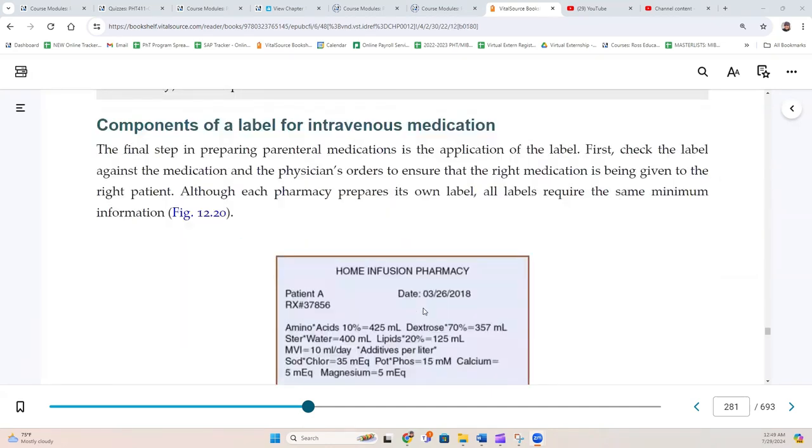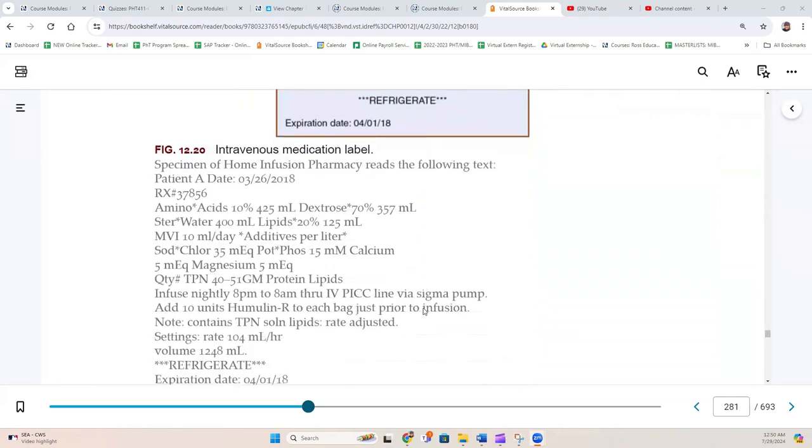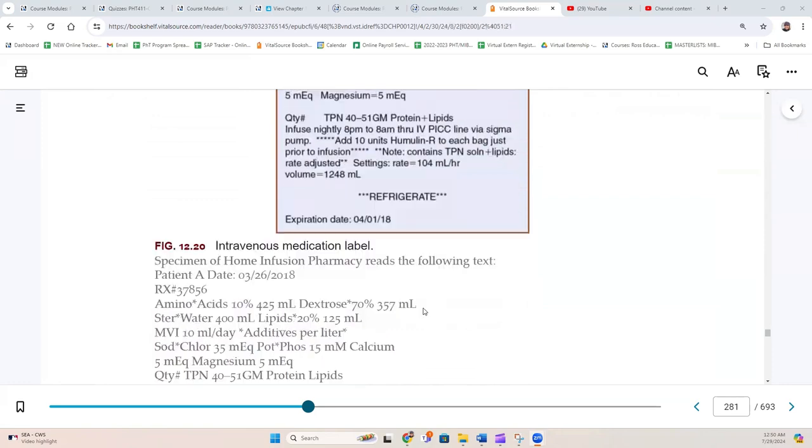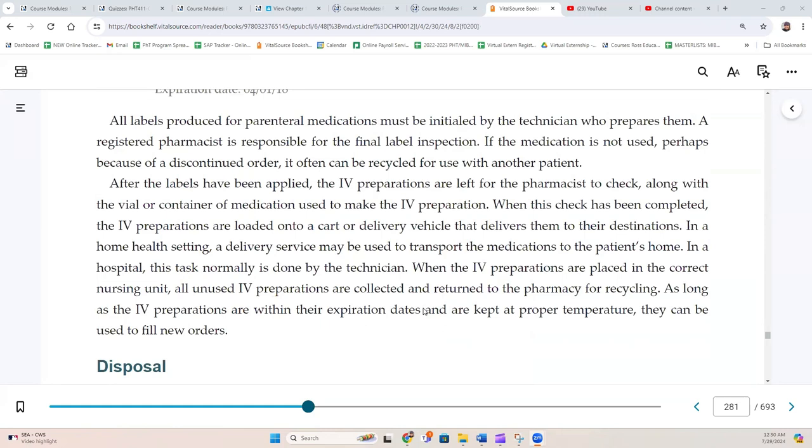The final step in preparing parenteral medications is the application of the label. First, check the label against the medication and the physician's orders to ensure that the right medication is being given to the right patient. Although each pharmacy prepares its own label, all labels require the same minimum information. So you can see the intravenous medication label. All labels produced for parenteral medications must be initialed by the technician who prepares them. A registered pharmacist is responsible for the final label inspection.